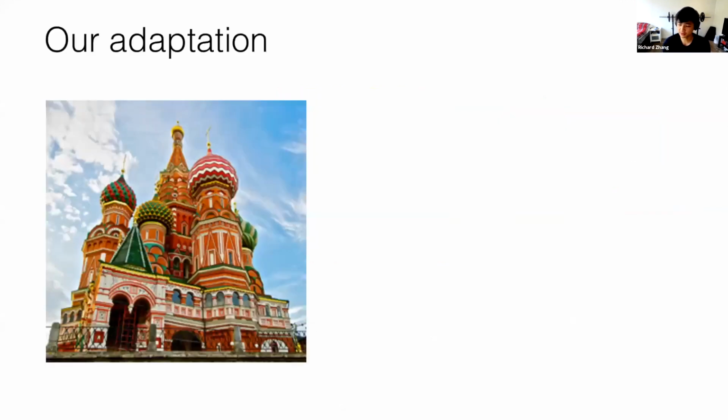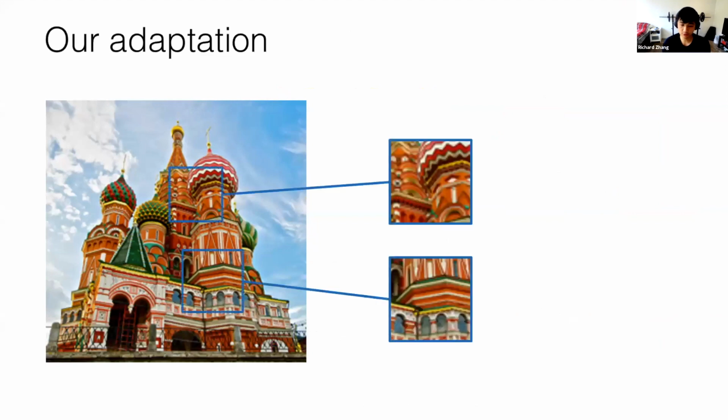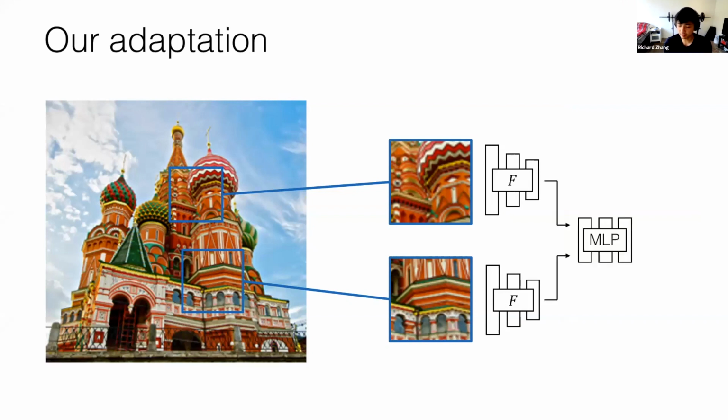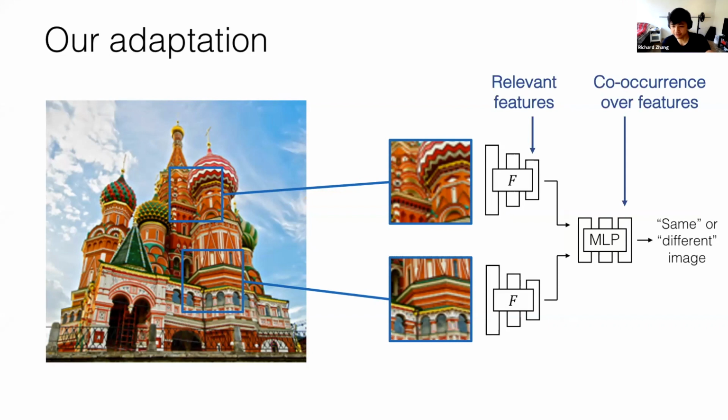So given an image, we can take two random patches, and we can use a ConvNet to extract the relevant statistics in the front end, and an MLP that takes the patch statistics and asks, are they from the same or different image? You can think of the front end as finding the relevant features for this task, and the back end as building a kind of co-occurrence model over whatever features are relevant for determining patch co-occurrences.